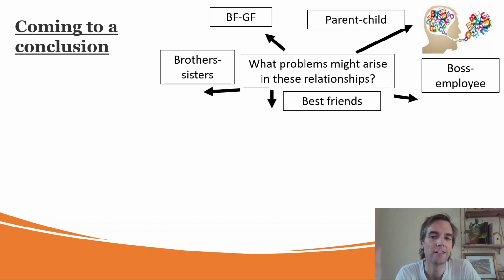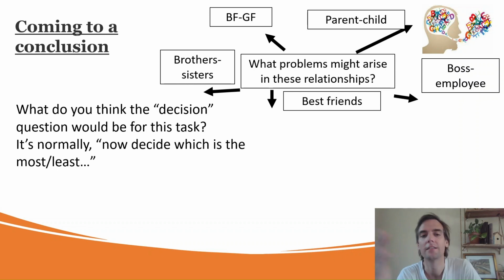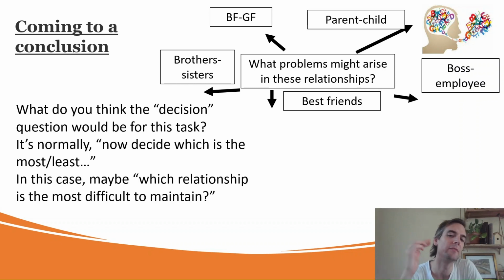Then we move on to the conclusion. Thank you. Now you have 1 minute to decide. It's this part. What do you think the decision question would be for this task? Normally it's the most or the least, whatever. So for this task, it would probably be something like, which relationship is the most difficult to maintain? Because we're talking about problems. So which relationship has the most problems or can be the most problematic, most difficult, something like that.